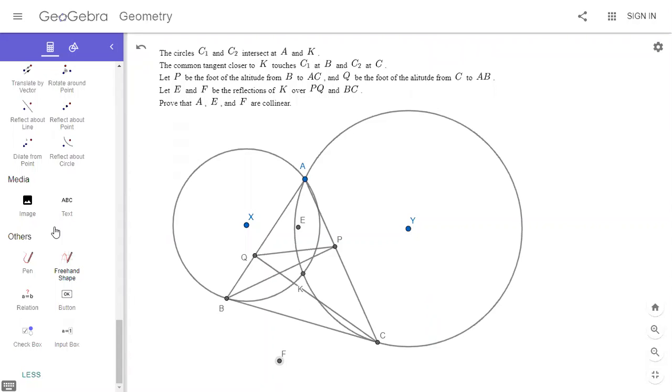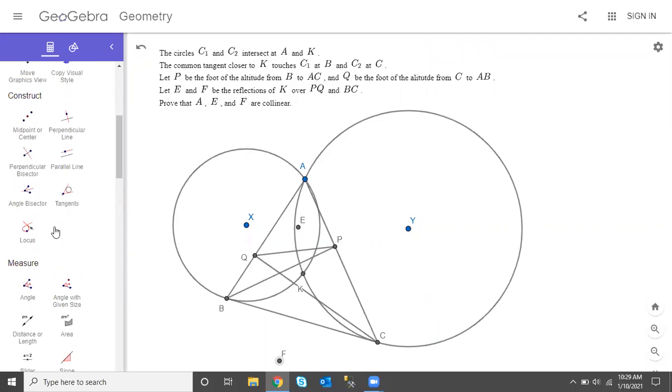K is the Humpty point of ABC. What is the Humpty point? Is that like the, so I don't know if you guys have seen my video on the HM theorem, but it's like you take the perpendicular from the orthocenter to the median. Is that what the Humpty point is?